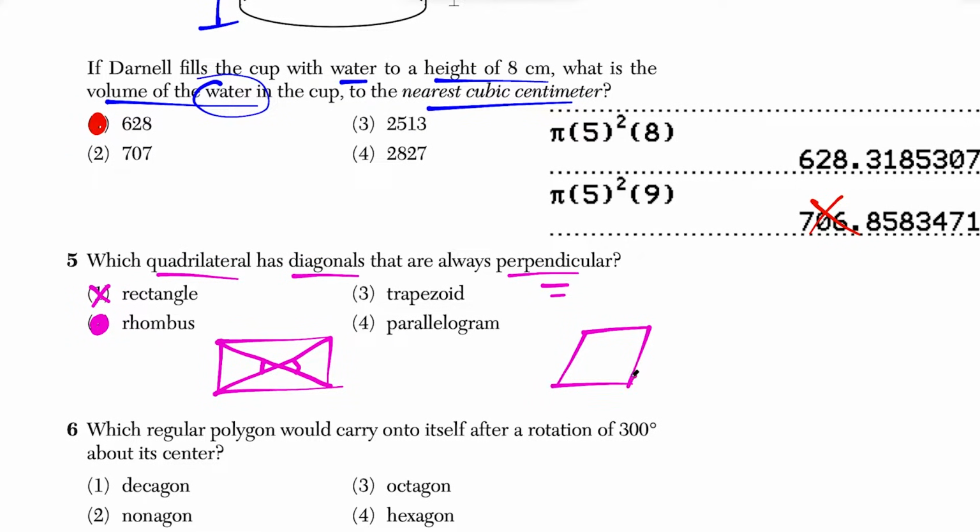If we were to draw a rhombus, remember a rhombus is a parallelogram where all four sides are congruent. And then we draw the rhombus and then we draw in the diagonals. You can see in this case here, the diagonals do form 90-degree angles. So that's how we know it's choice 2.